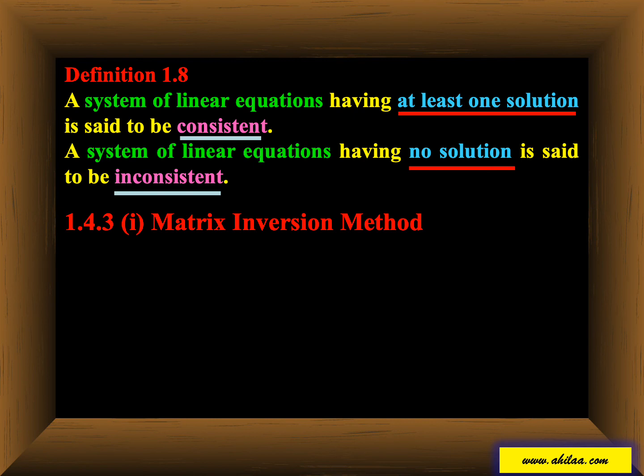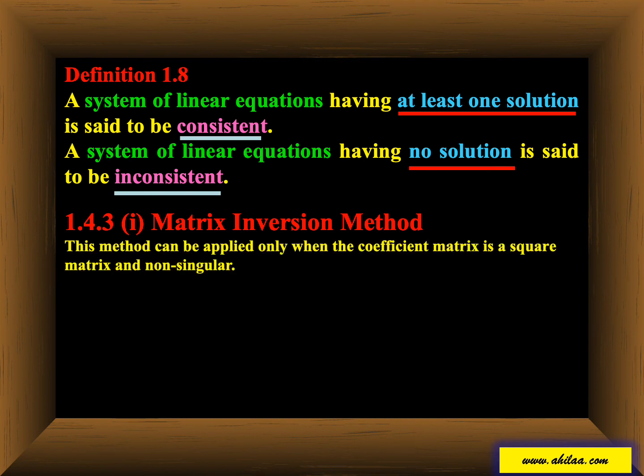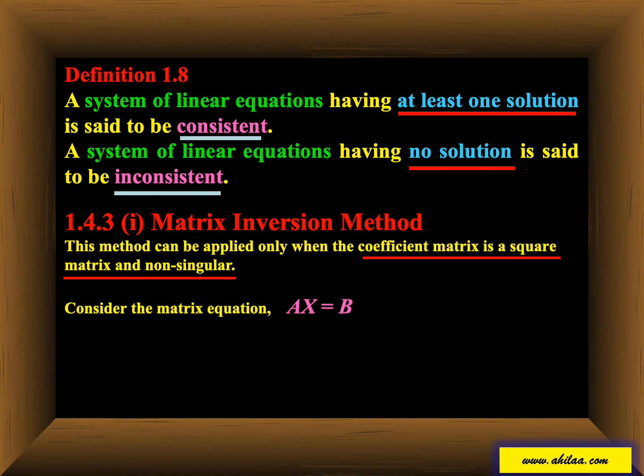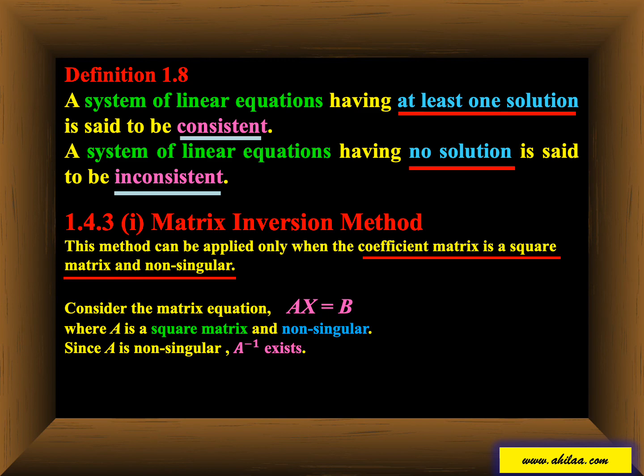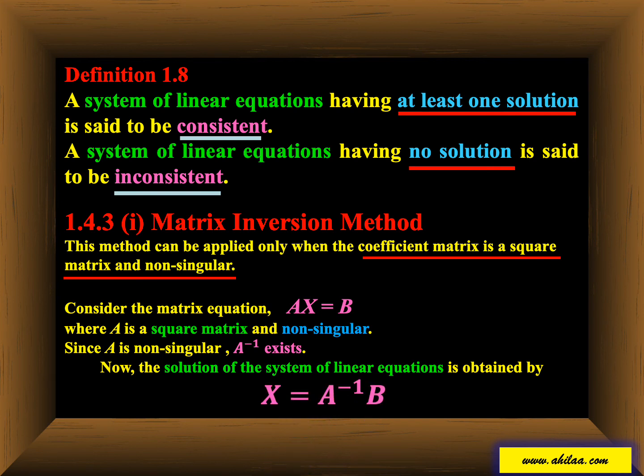1.4.3, first type is the matrix inversion method. This method can be applied only when the coefficient matrix is a square matrix and non-singular. Remember, consider the matrix equation AX equal to B, where A is a square matrix and non-singular. Since A is non-singular, A inverse exists. Now the solution of the system of linear equations is obtained by X equal to A inverse B.